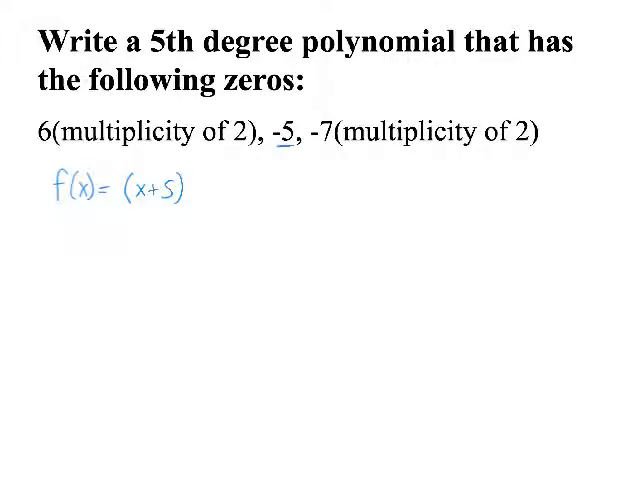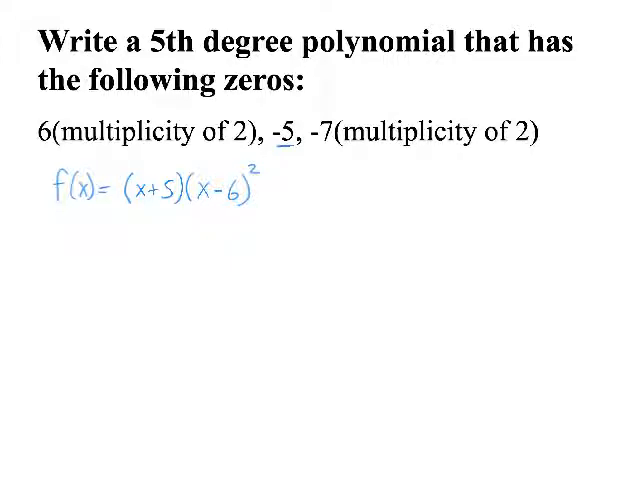Okay, so now let's look at the 6 here. 6, but what does multiplicity of 2 mean? Well, what this means is I get 6 as a 0 twice. So what does that mean? Well, to get 6, it would be x minus 6, because if I put 6 into x minus 6, I get 0. The multiplicity of 2 means I have this twice. So I can write it twice, but couldn't I just also put a squared? Instead of writing x minus 6 twice, I can just put a square.